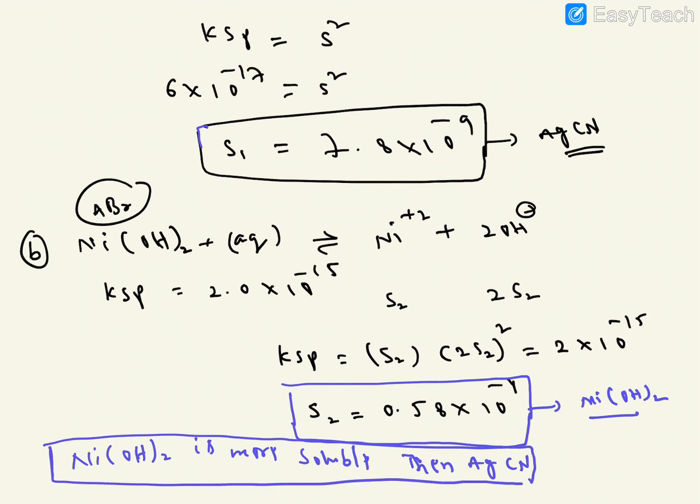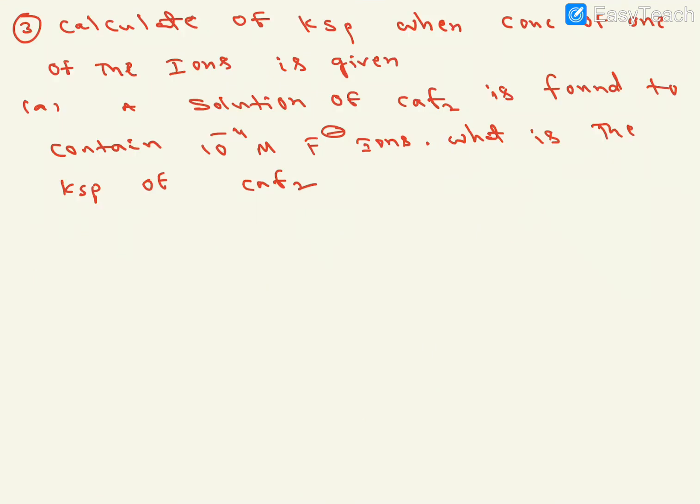This is one of the model questions. They will give the different solubility products, and we have to calculate the one-ion solubility. So we get the one-ion solubility, and whichever is higher will be more soluble, right? I hope it is clear.